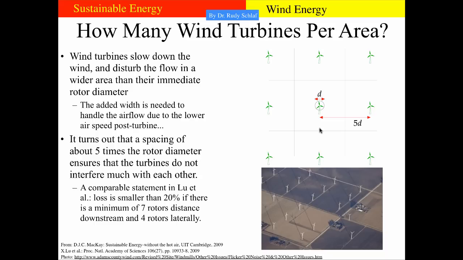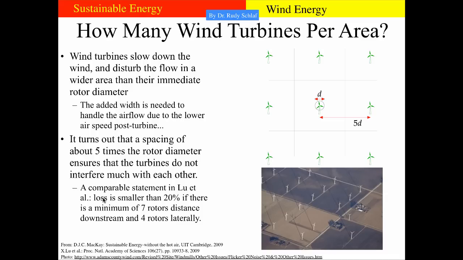And so it turns out that if we have a certain rotor diameter d, then 5d in either direction, laterally and downstream, is a good number to prevent too much interference between the turbines. Another study came to a similar conclusion.